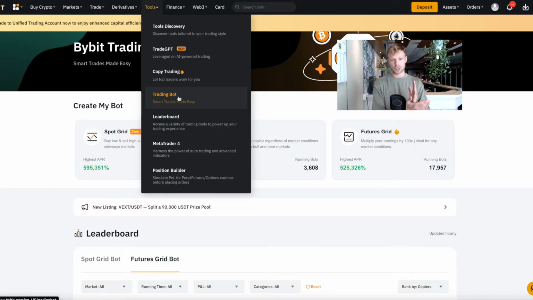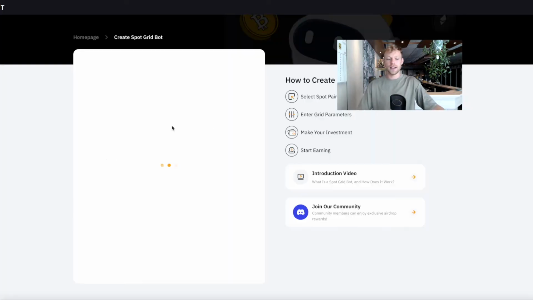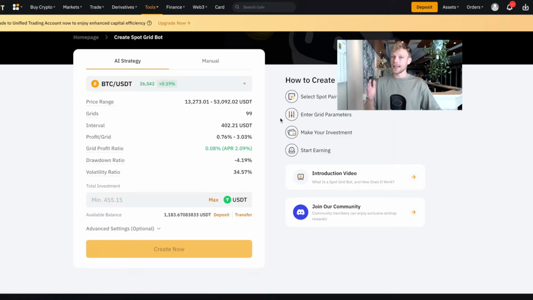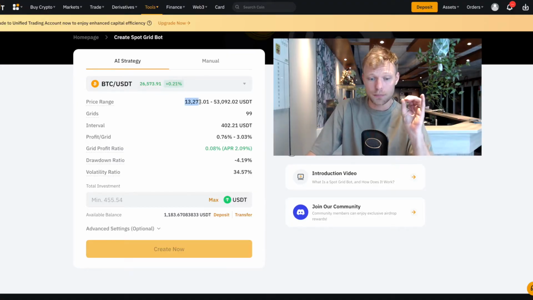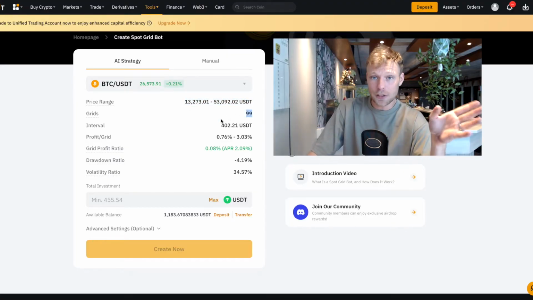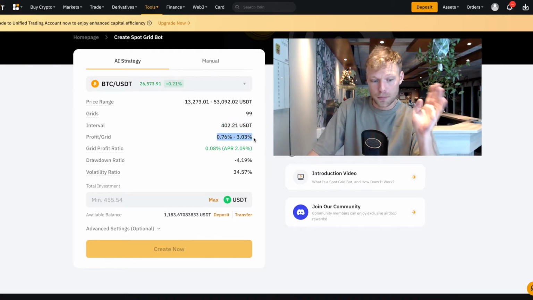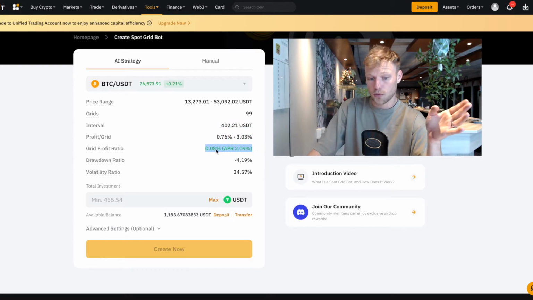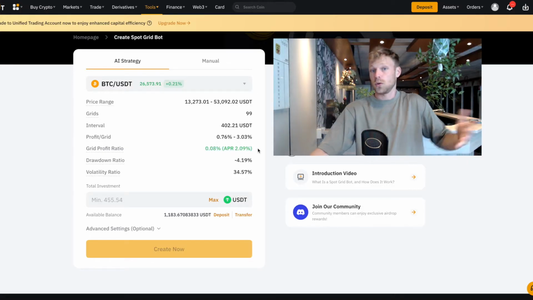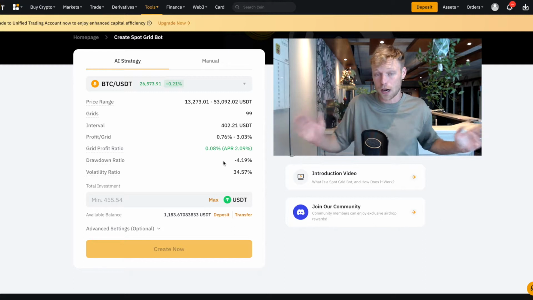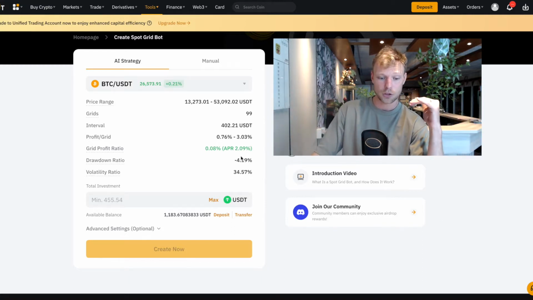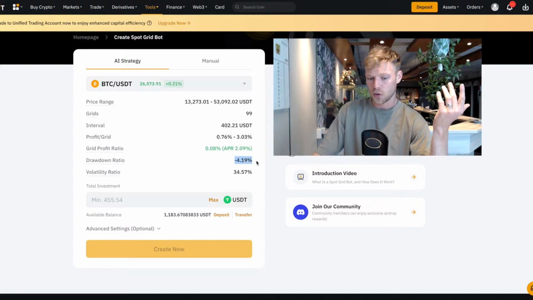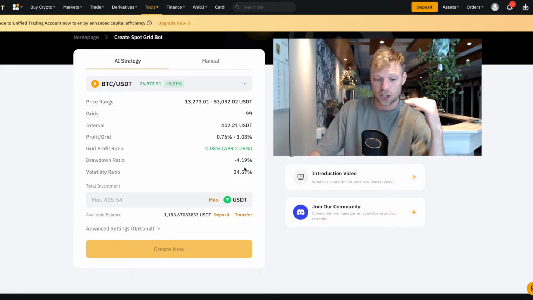To set up a spot grid trading bot, you go to Bybit, to the trading bot section, then you click on spot grid right here. That will bring you to the following page where you can choose between an artificial intelligence strategy or a manual strategy. With the AI strategy, you can see that they already predetermined the price range, the number of grids, the interval per grid, and also the profit per grid. The grid profit ratio, which is roughly 2% per year, is not that much, but it's not too little either, right? This is the spot market we're talking about. You have lower risk, therefore you have lower gains as well. A drawdown ratio of roughly -4% also shows that this is actually quite safe.